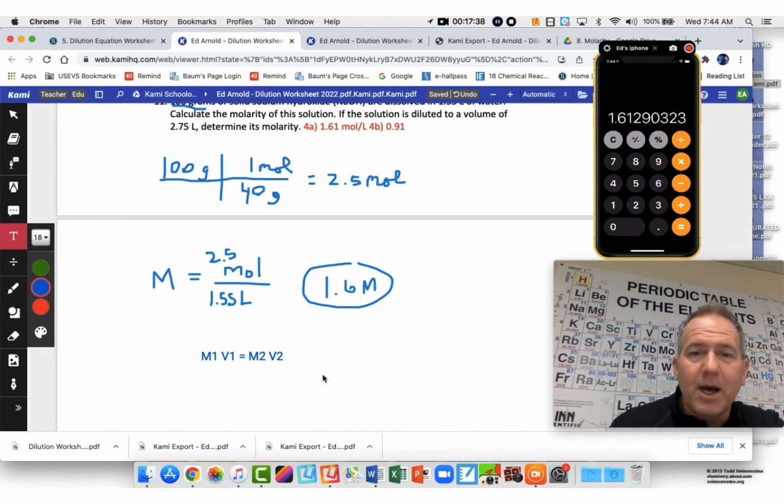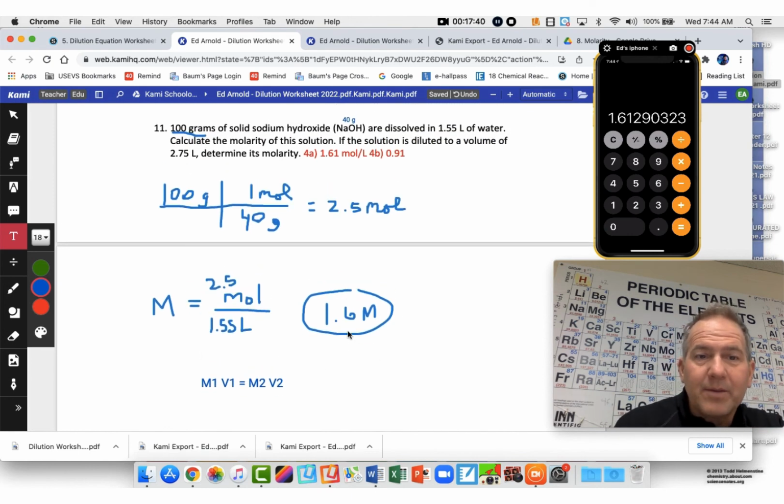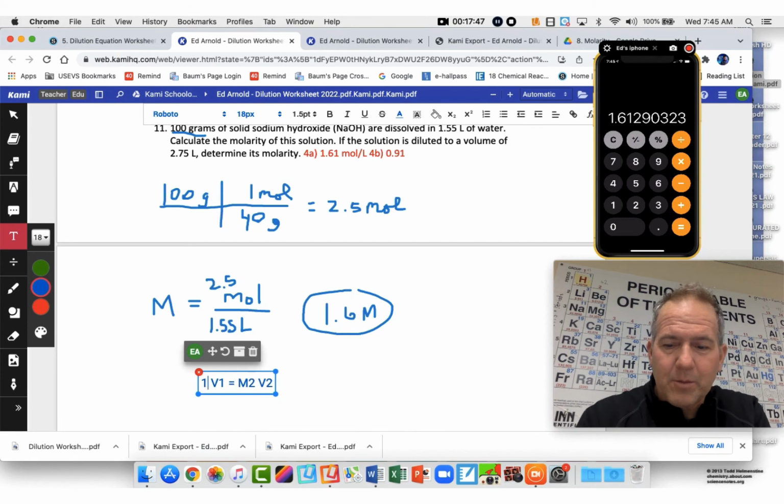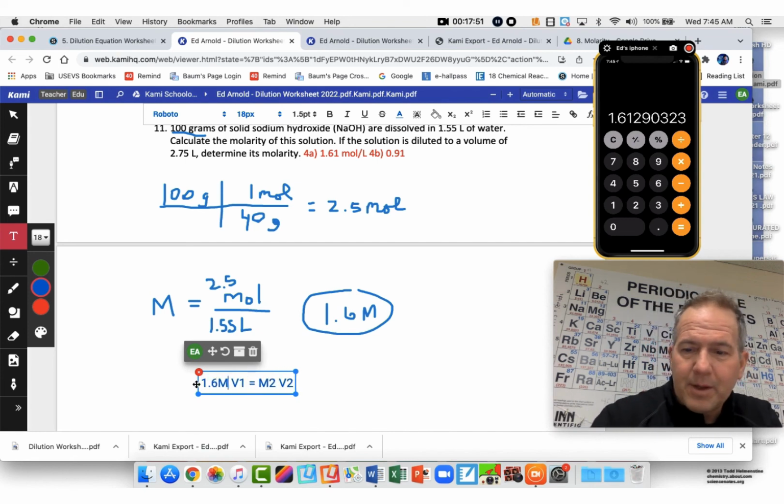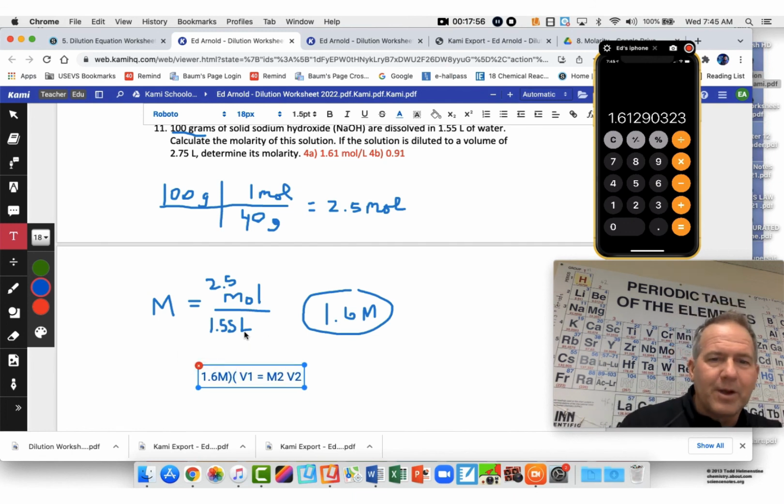All right, let's see what we have. Molarity. We just calculated molarity. So the molarity is 1.6 M, 1.6 capital M, right? The volume, right? Look at the equation. The volume is in the equation. It's 1.55 liters.